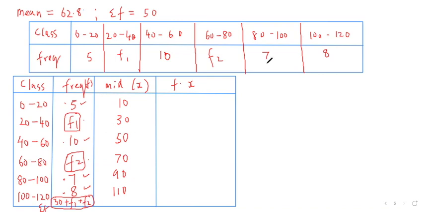Someone tell me F times X. So first one's 50. Then 30 F1. Then it's 500. Then it's 70 F2. Then it's 630. And then finally 880.